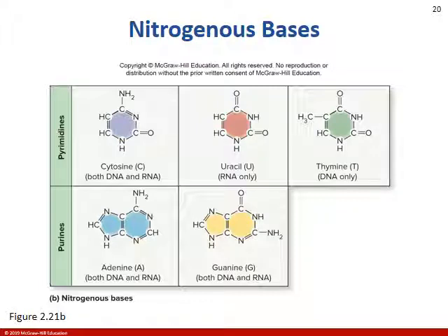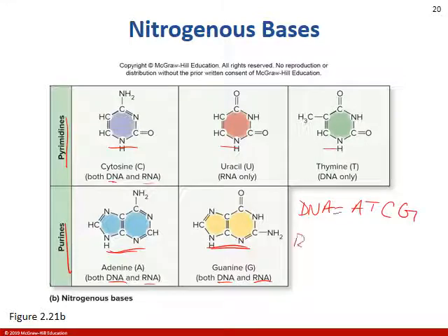Here are the nitrogenous bases. So we have the pyrimidines and the purines. You can see that the purines have 2 rings where the pyrimidines just have 1 ring. And it tells you down here whether these bases are in DNA or RNA. So in DNA, you have A, T, C, and G. And then in RNA, you're going to have A, U, C, G. Some people say them in a certain order, and once you do that, you can't help it for the rest of your career.